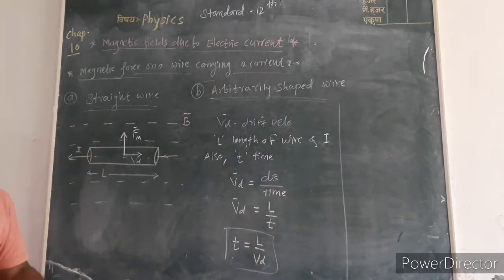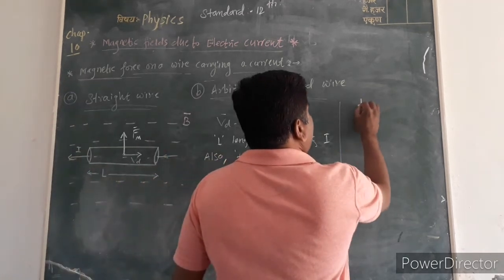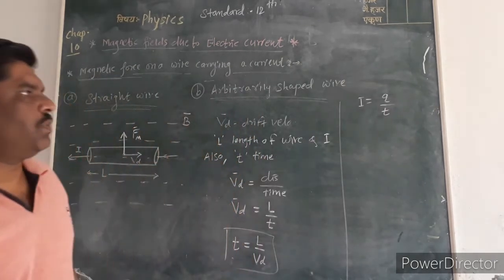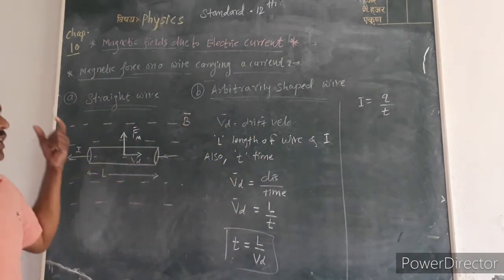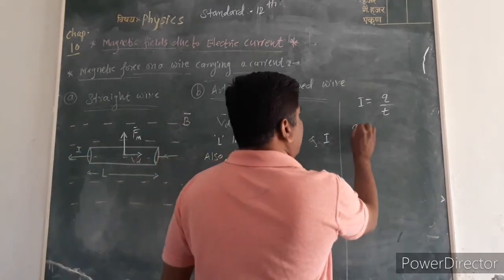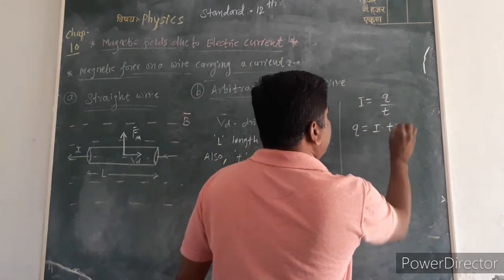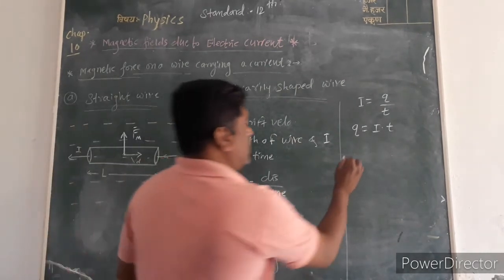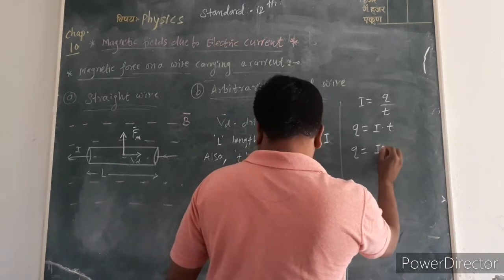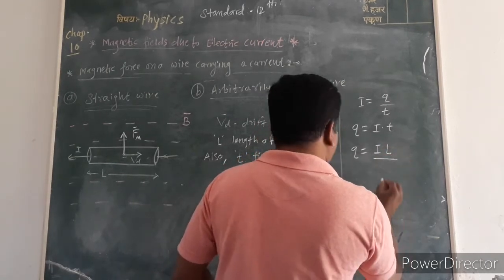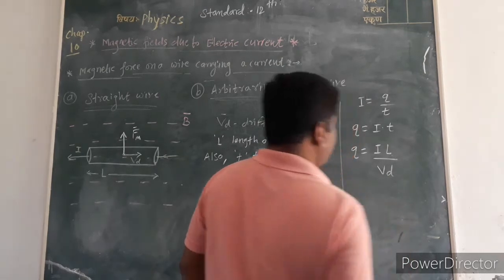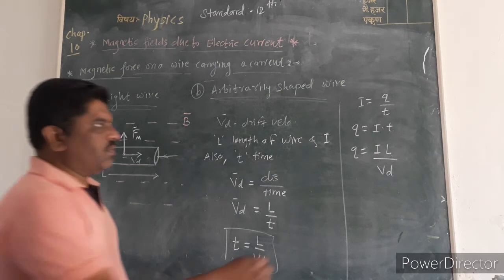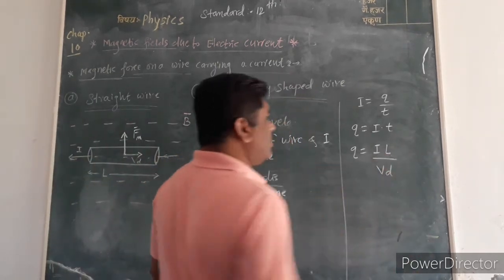Also, according to the definition of electric current, I is equal to Q upon t. Charge per unit time is nothing but electric current. Therefore, Q is equal to I into t. Using the value of t, Q is equal to I L upon Vd. This is the total charge in this straight wire.